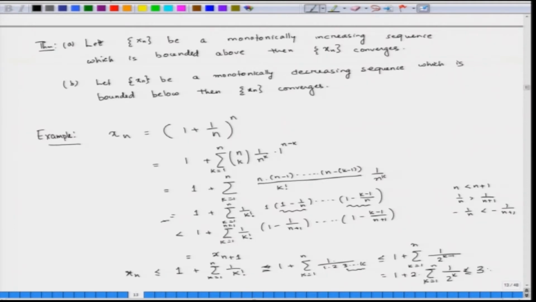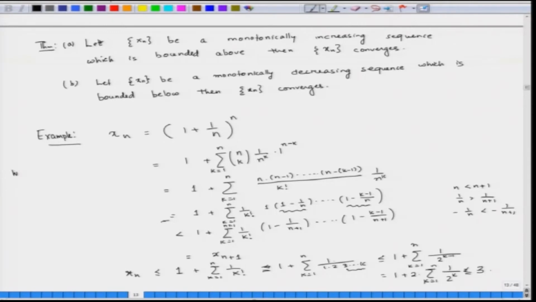Therefore, this sequence x n equal to (1 plus 1 by n) to the power n is a monotonic sequence which is bounded above. So definitely what we know is that the limit of this sequence exists, that means this sequence converges. Wherever it converges, let us call that number E. So from this we conclude x n converges.